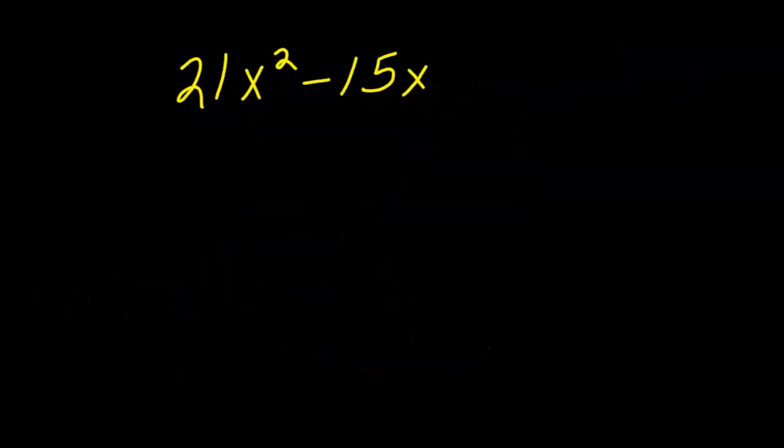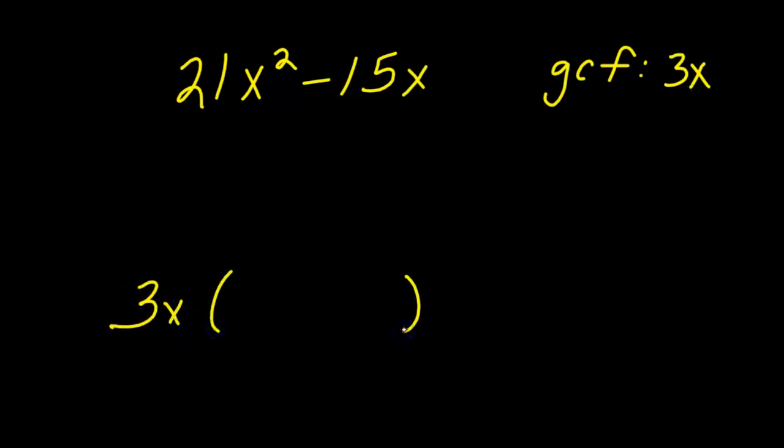Here's another one. If you want to pause the video and try it on your own real quick, you can. And then come back and check and see if you got it. First thing you want to do is identify your GCF. So a 21 and a 15, we have a 3 in common there. X squared and x, you're always going to use the smallest power. They have at least one x in common. So you're going to have 3x times a quantity.